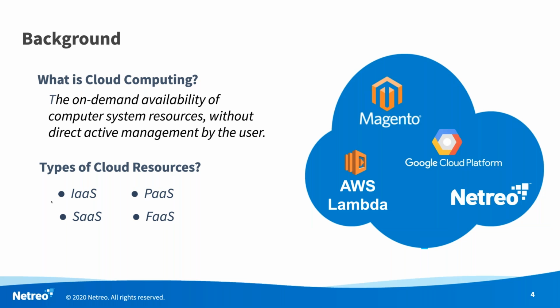Right, so what you see here inside the cloud image are 4 types of cloud resources represented, right? Magento is an e-commerce platform used by many companies. Lambda is an AWS implementation of function as a service. And then of course, there's Netreo with our Netreo Cloud Monitoring SaaS product.